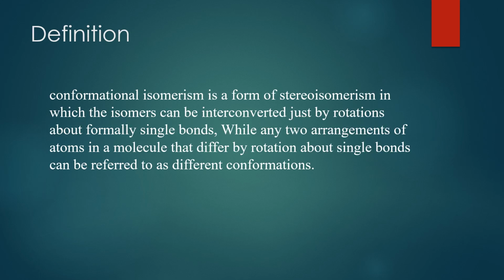Conformational isomerism is a form of stereoisomerism in which the isomers can be interconverted just by rotations about formally single bonds, while any two arrangements of atoms in a molecule that differ by rotation about single bonds can be referred to as different conformations. Conformations that correspond to local minima on the potential energy surface are specifically called conformational isomers or conformers.